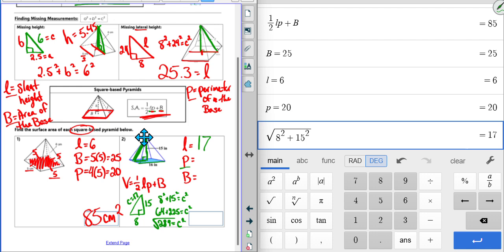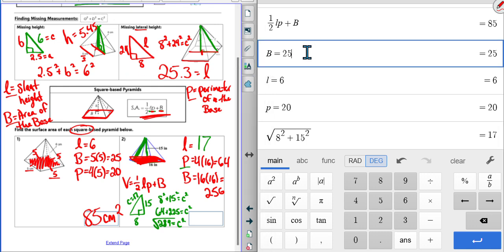P stands for perimeter of the base. That's the perimeter of the square on the bottom. So I'm adding 16 plus 16 plus 16 plus 16, or 4 times 16, to find out that the perimeter of the base is 64. The area of the base is going to be length times width, which is 16 times 16, or 256.